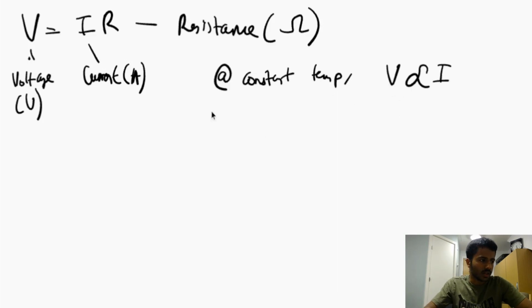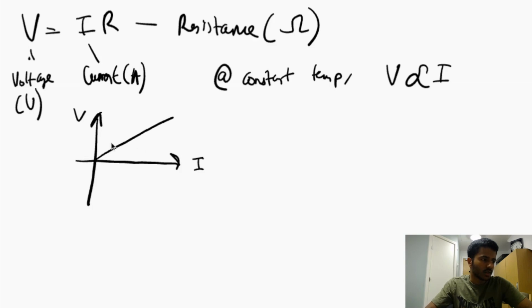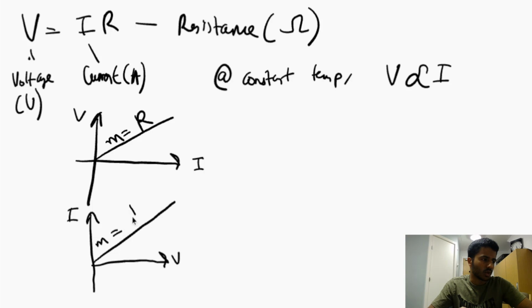So if you had a voltage versus current graph, you get a straight line, and the gradient is equal to the resistance. And be careful, sometimes in the exams, they might give a graph that's the opposite way around. In this case, the gradient is equal to 1 over the resistance.